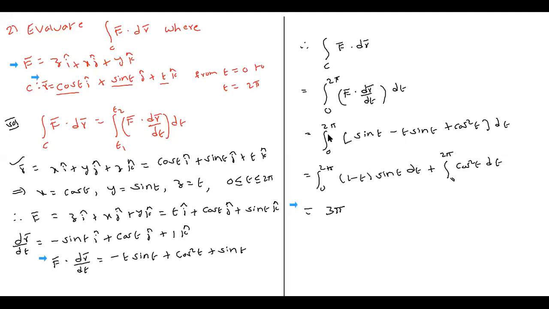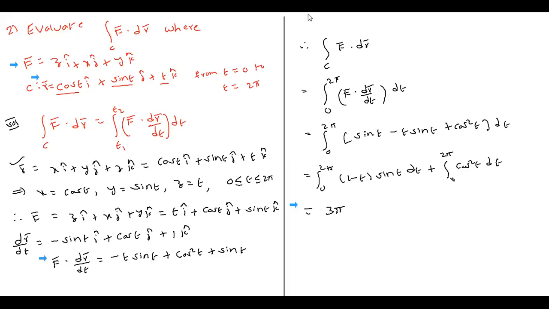But the only thing missing is visualization. You're asked to evaluate this integral along the curve. What is this curve? Cos t i bar plus sin t j bar plus t k bar, from t equal to 0 to t equal to 2 pi. So how it looks like, we don't know.